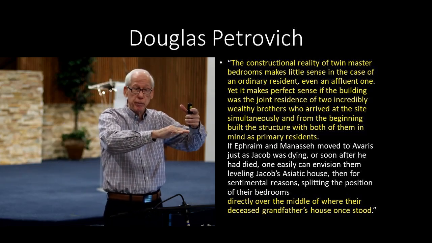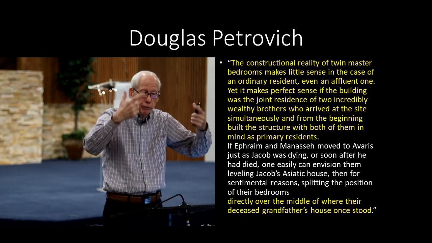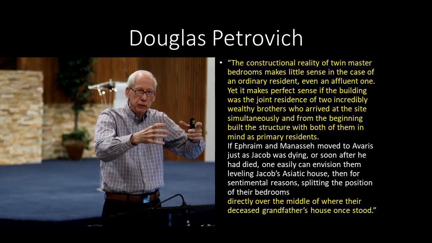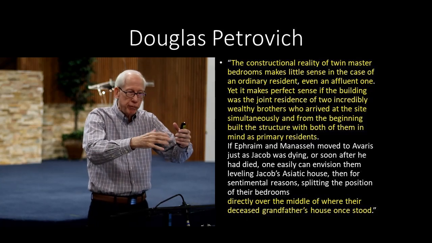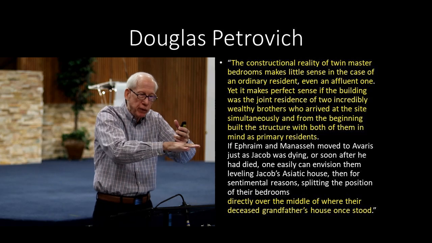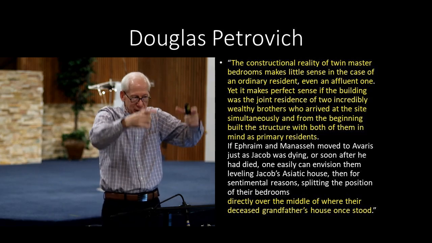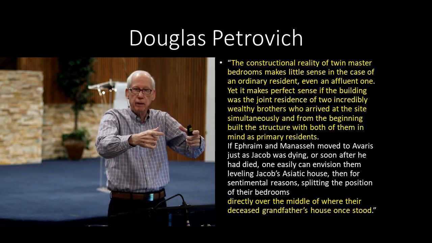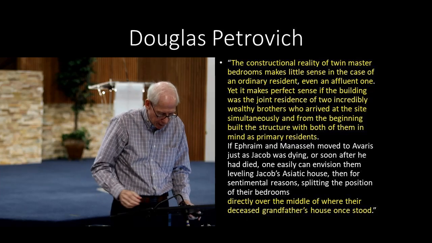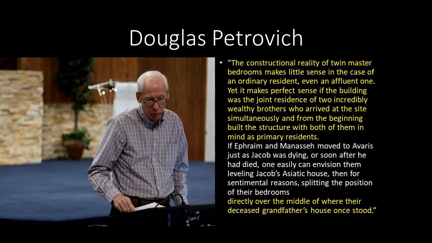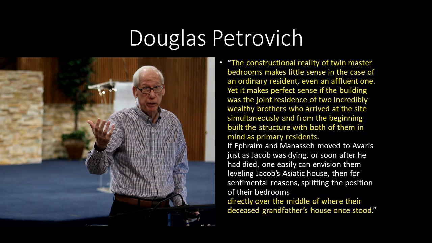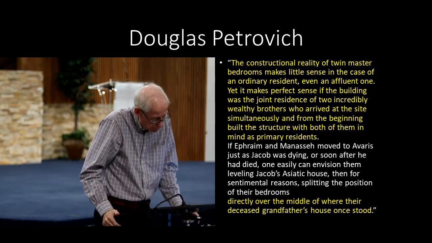And so, these things don't come with labels, but Petrovich is just thinking and saying, if this is Jacob there, and if he then dies, it would make sense if they level that and build their house centered right on his. And then you have the twin master bedrooms there, which is an oddity. Okay, now some of this is obviously speculation, but it makes sense.